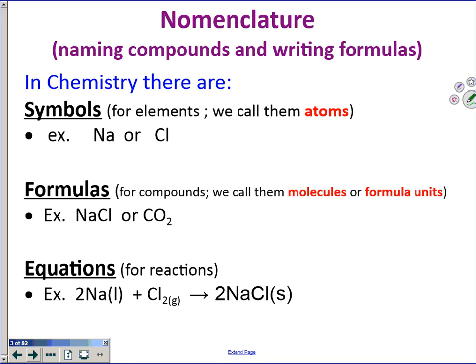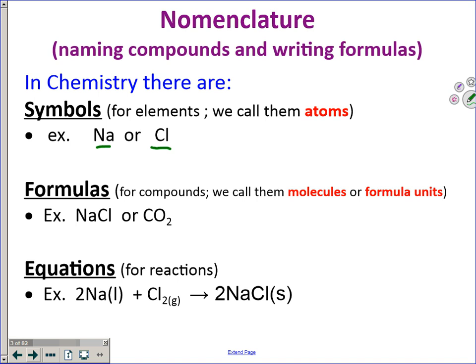So we're going to talk about naming compounds and writing formulas today. But in order to do that, you should understand what a symbol is, which who feels good about what symbols are? It's the periodic table, right? We're looking at the symbols from the periodic table themselves. As long as you have your periodic table out, which you always should, then you'll be very comfortable with that.